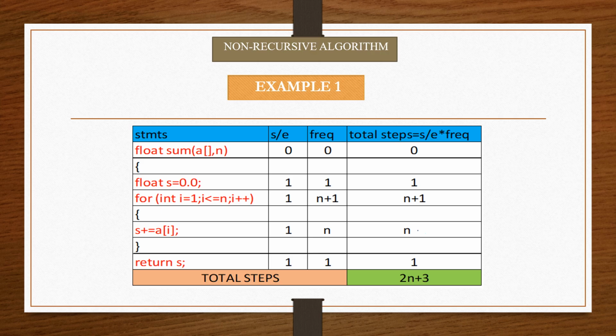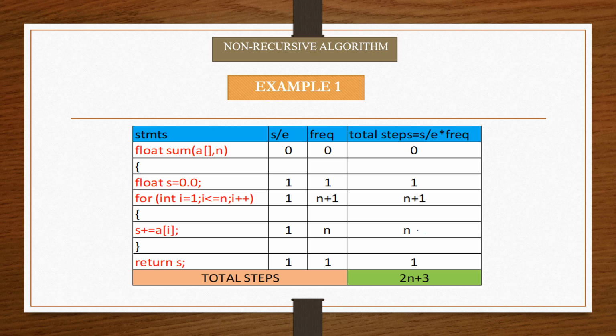So here is the algorithm. This is a declaration statement. It is executed 0 times, so steps per execution is 0, frequency is also 0, and the product of these two is also 0. This float is an assignment statement, so this is an executable statement. So 1, it will be executed 1 time. So 1 into 1, 1.